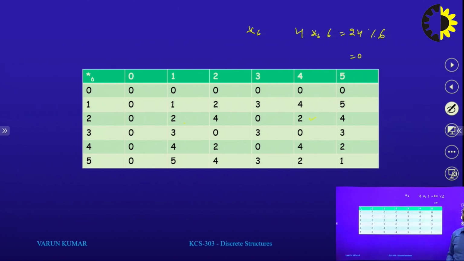Then 2 multiplied by 5, that becomes 10. 10 mod 6, that becomes 4. So here we compute all the values of this particular algebraic structure.